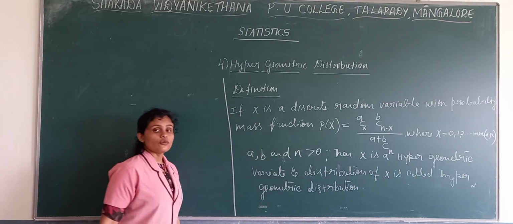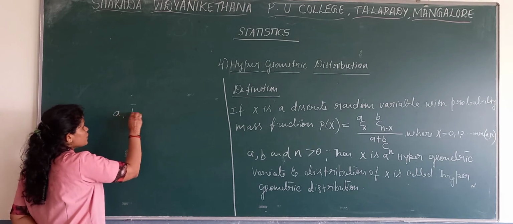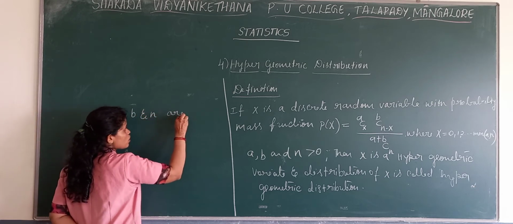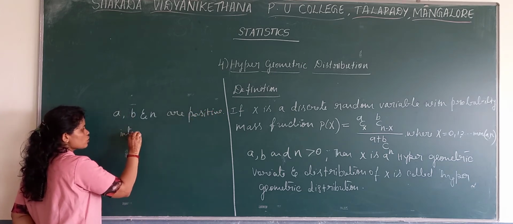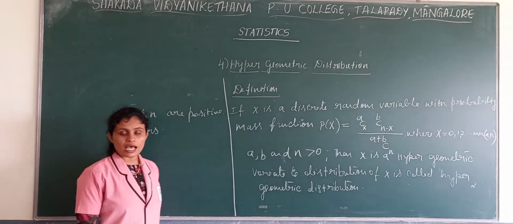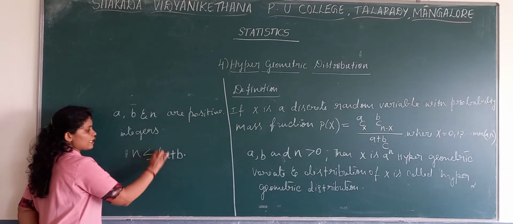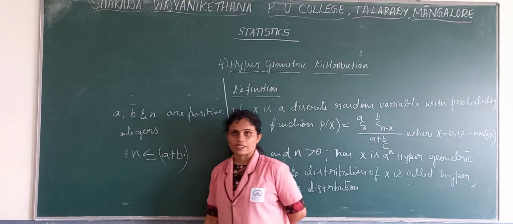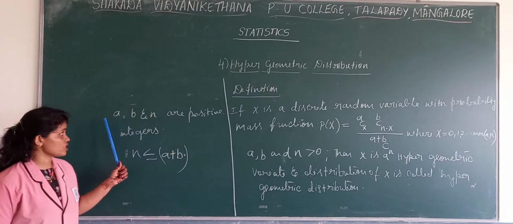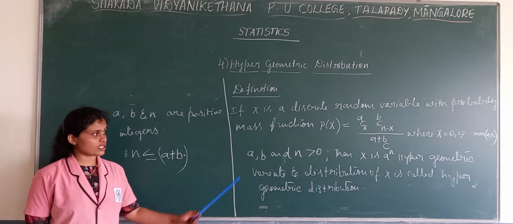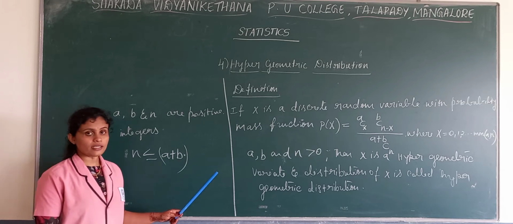Now in case of hypergeometric distribution, here a, b and n are integers, and n is always less than or equal to a plus b. What is the total of a plus b? From that, n is always less than or equal to a plus b. These two are the conditions here. A, b and n are positive integers, and n is always less than or equal to a plus b. It is not more than a plus b.